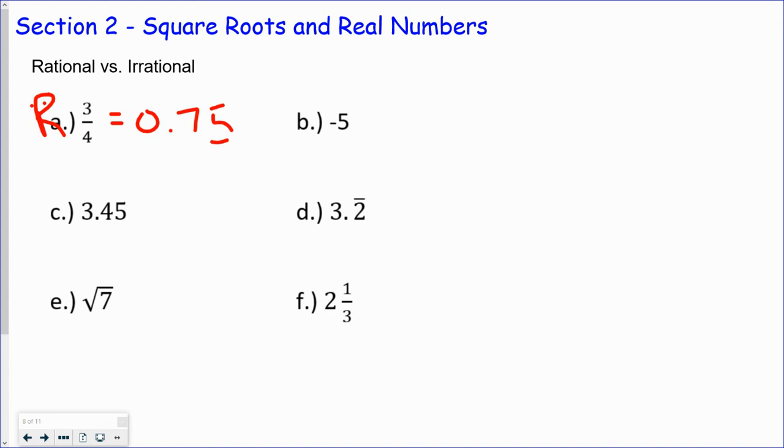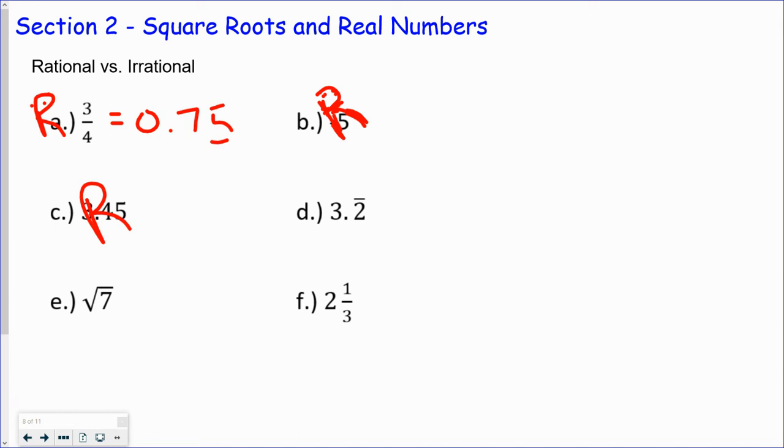Okay. How about -5? It terminates too, so it is rational. By the way, the other definition of rational numbers is numbers that can be written as a fraction. Since this one is a fraction or a ratio, it is a rational number. 3 and 45 hundredths? Rational, because it ends.